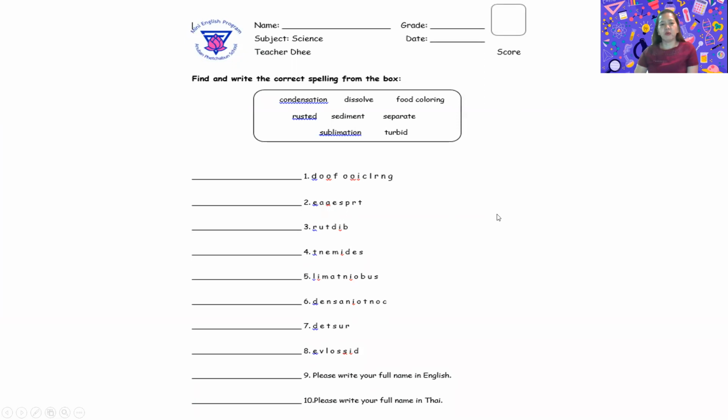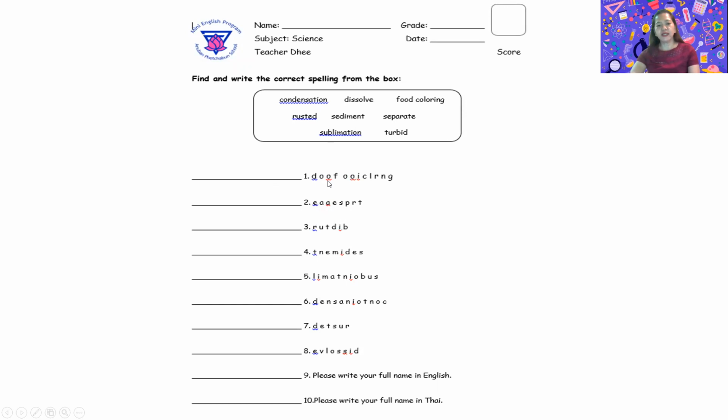I prepared a worksheet for you, so you'll remember the spelling of each vocabulary word. This is very easy. All right, so for number 1, I'll help you with this. I'll give you one example.